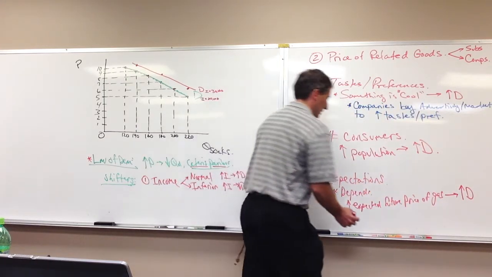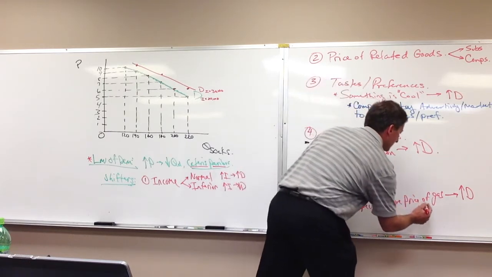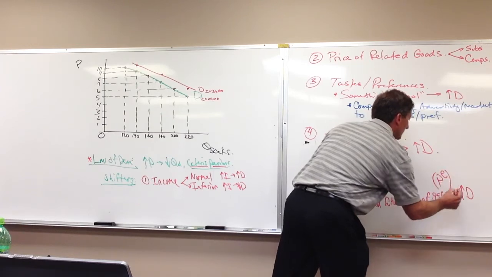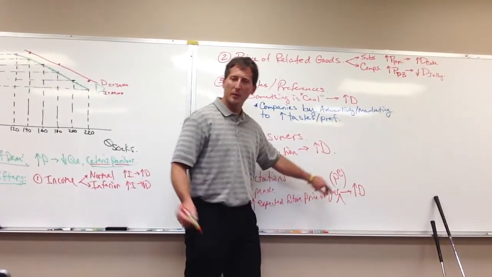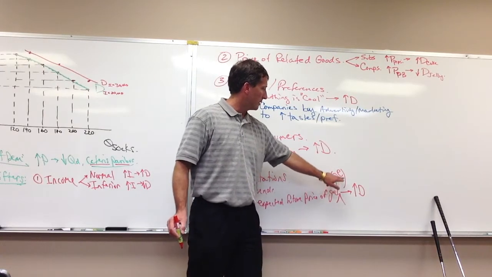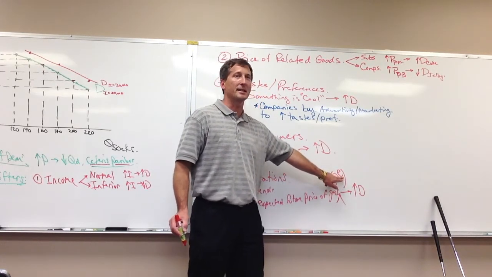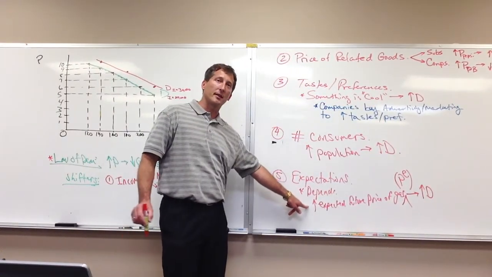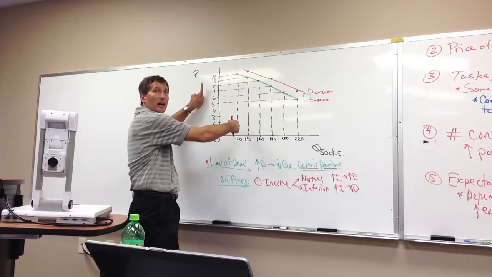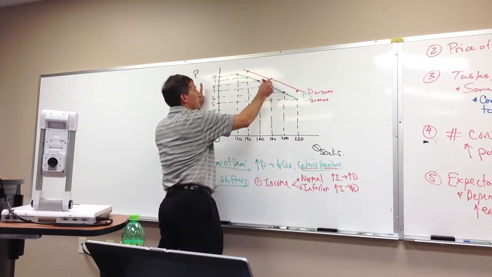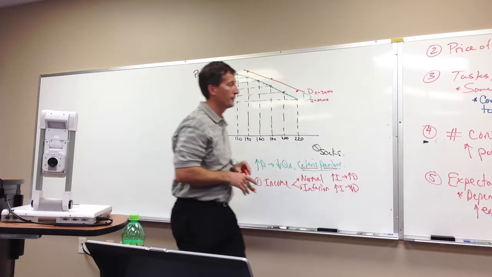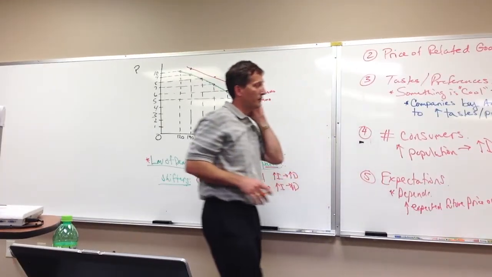And so there's a big difference here. Let me sneak in a little notation. We'll use this quite a bit in class. There's a couple different ways. But P superscript E is the expected price. If the actual price today goes up, the quantity demanded goes down. Now it's not a shift, it's just a movement along. But a change in expectations would actually shift. So again, this is our five shifters.